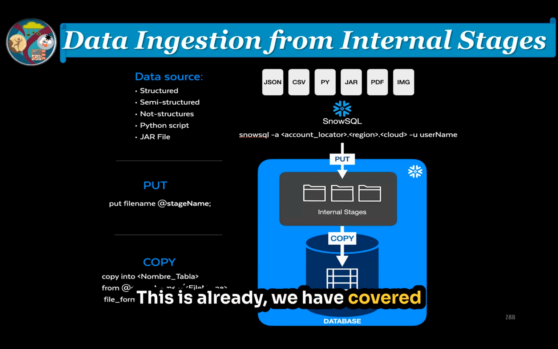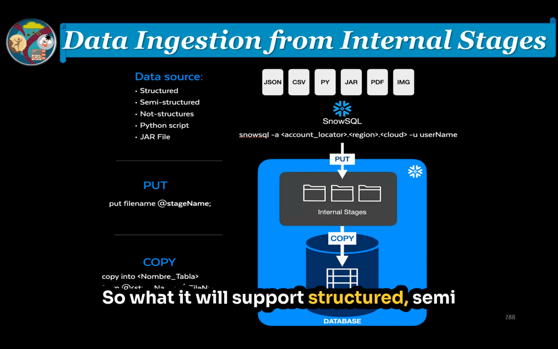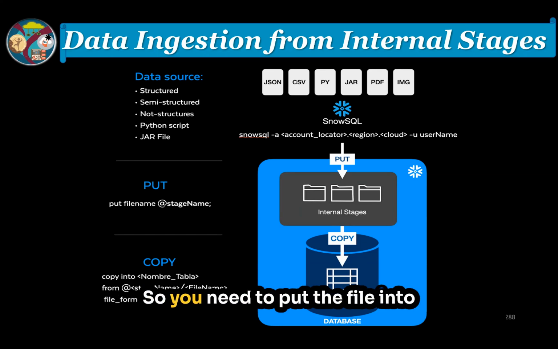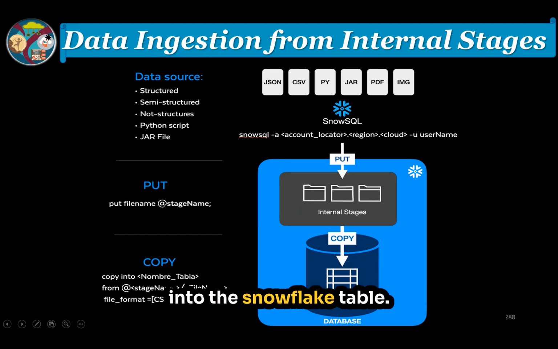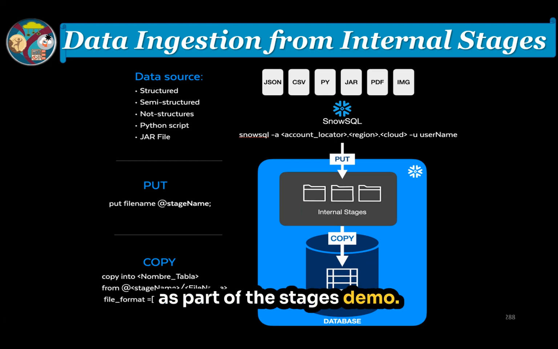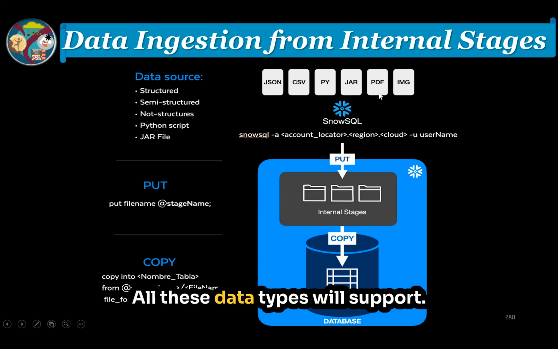Now, data ingestion from the internal stages. We have already covered this, and I just want to give a quick recap. It supports structured and semi-structured data, whatever it may be, it will support everything. You need to put the file into that particular stage by using the SnowSQL command. Then you need to run the copy command so that the data will automatically be loaded into the Snowflake table, right? This we have already discussed as part of the stages demo.